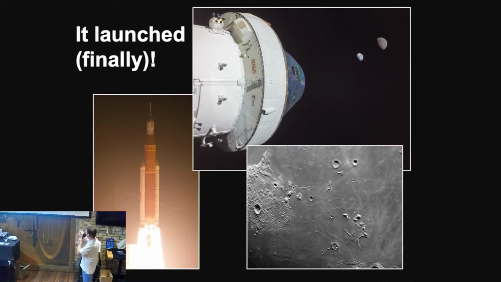So you can see in this image that the moon actually appears to be really big in this picture, but that's because the moon's actually in the foreground. The Earth's way back there in the background.